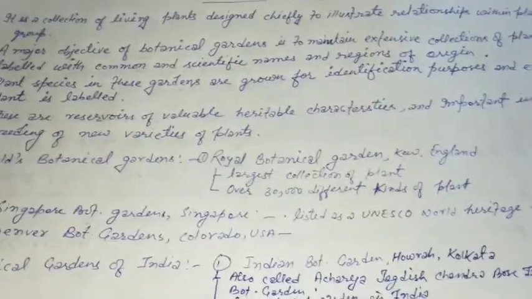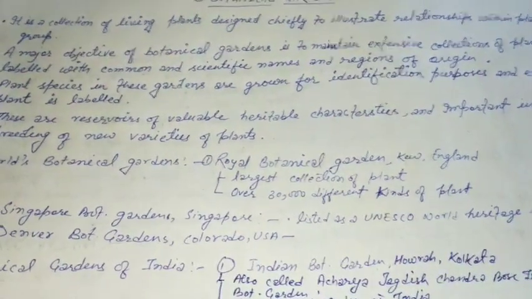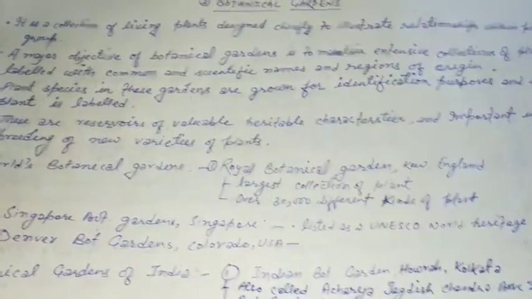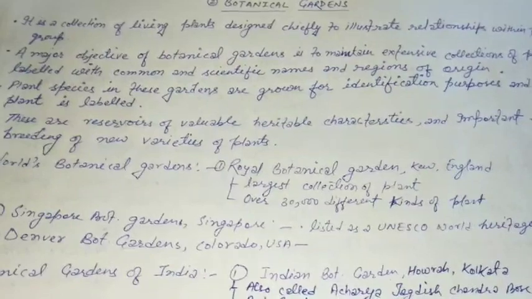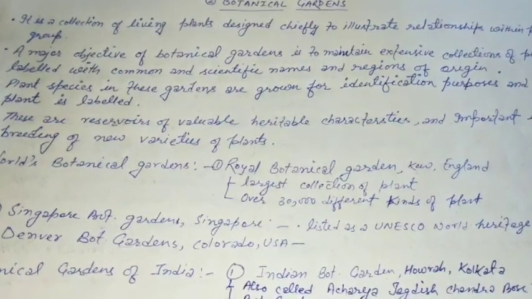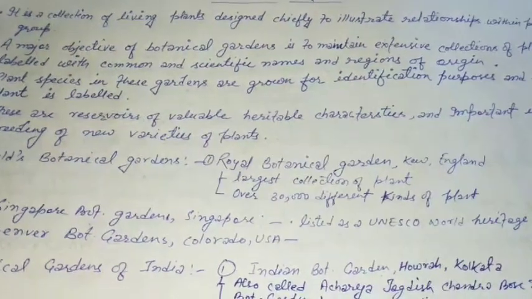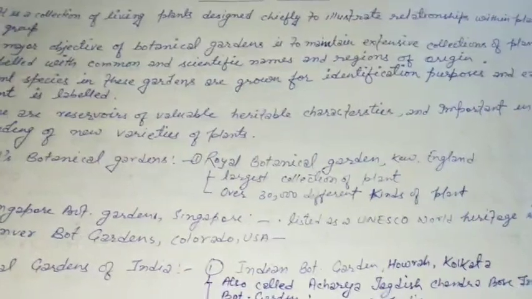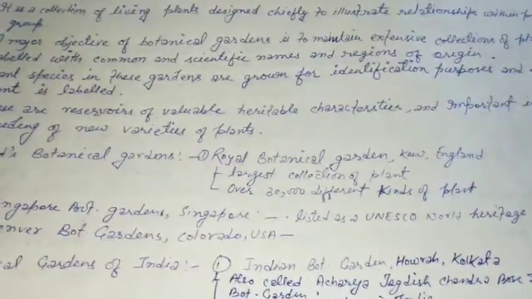It is a type of ex situ conservation technique. There are two types of conservation technique, in situ and ex situ. In situ conservation means within-habitat conservation. When we conserve a plant species or an animal species within their native place, it is called in situ conservation.